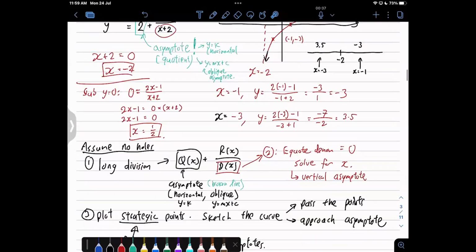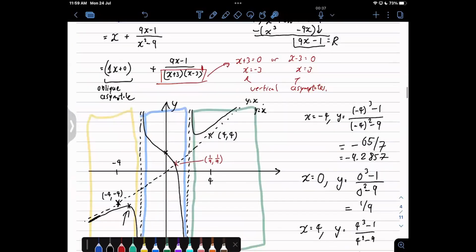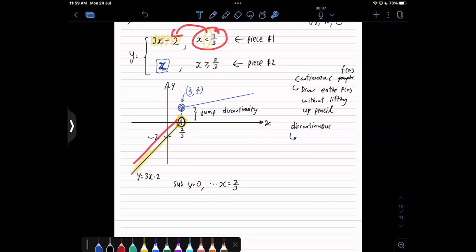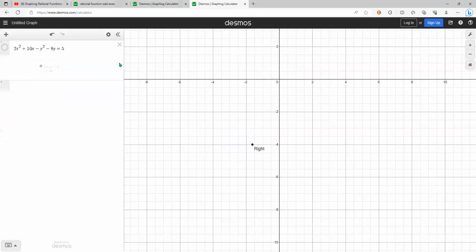Let me think. Yeah, so that's how you draw a piecewise function. Follow the domain, then you draw the function. If they say x less than 2/3, then you don't go beyond 2/3. Then if it's more than or equal to 2/3, you will just continue from more than or equal to 2/3. Let me show you how to do it on a GC. On decimals, okay? Then later I show you on GC. So remove all the functions.